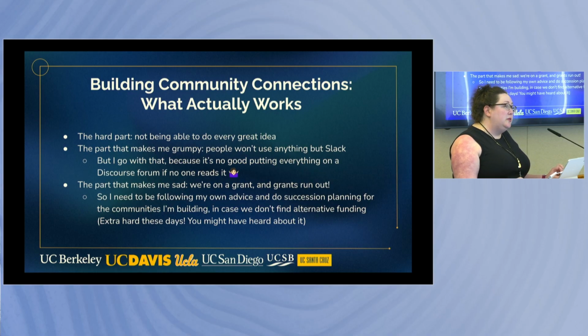I would like to use Discourse or something, but if they won't read it, then that's not actually communication, right? So I have to go where they are, and that is Slack. And the part that makes me sad is we're on a grant, and grants run out. And so I realized recently that I'm going to need to do some succession planning to figure out who's going to take care of these communities that we're building if we don't find alternative funding, which is actually kind of hard right now. You might have heard about that.